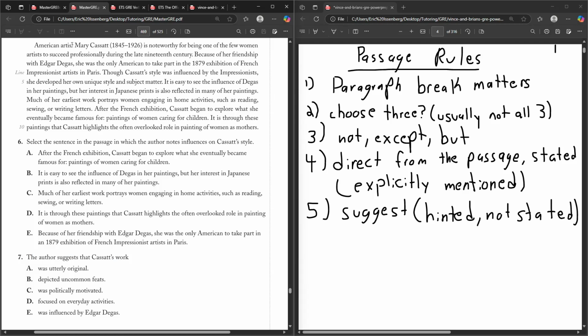So Cassatt is noteworthy for being one of the few women artists to succeed professionally during the 19th century. Because of her friendship with Edgar Degas, she was the only American to take part in an 1879 exhibit on French Impressionist artists in Paris. Though Cassatt's style was influenced by Impressionism, she developed her own unique style and subject matter. It is easy to see the influence of Degas in her paintings, but her interest in Japanese print is also reflected in many of her paintings. So it says this directly. We'll come back to that.